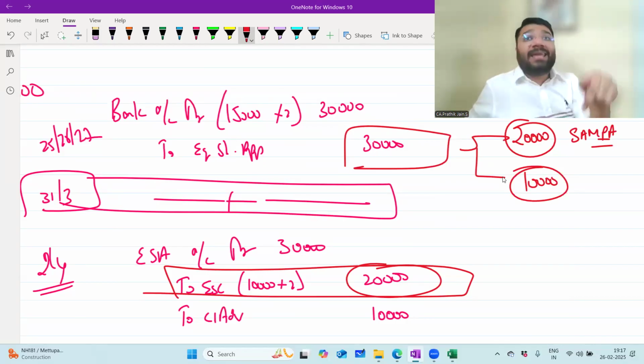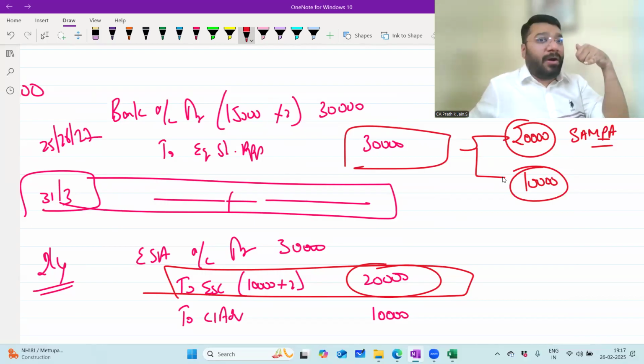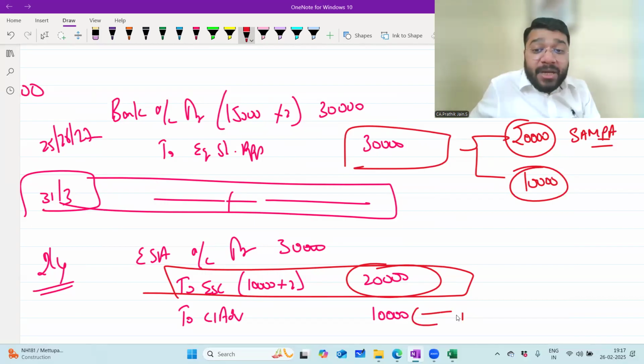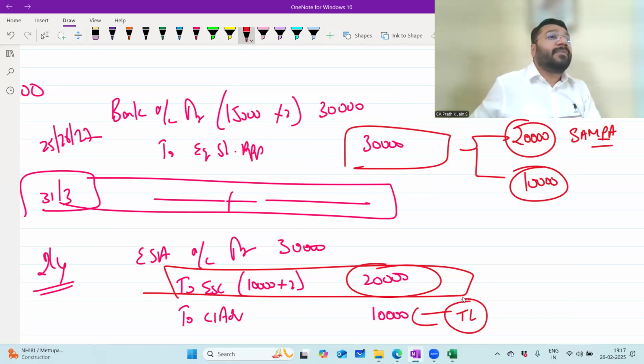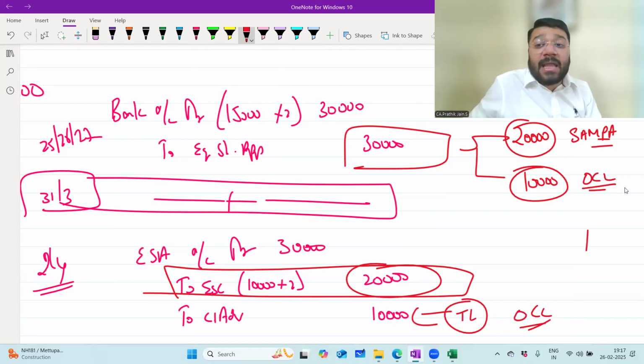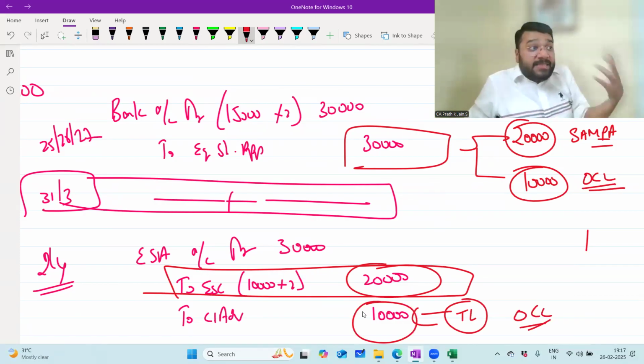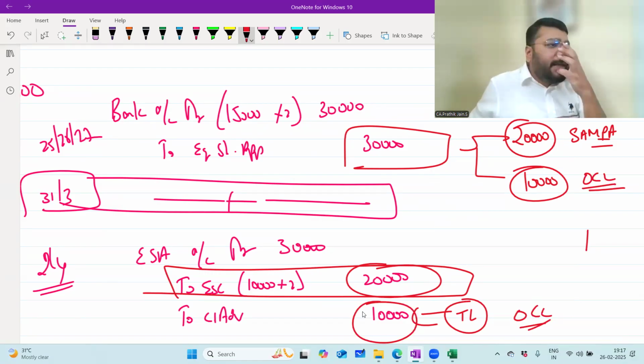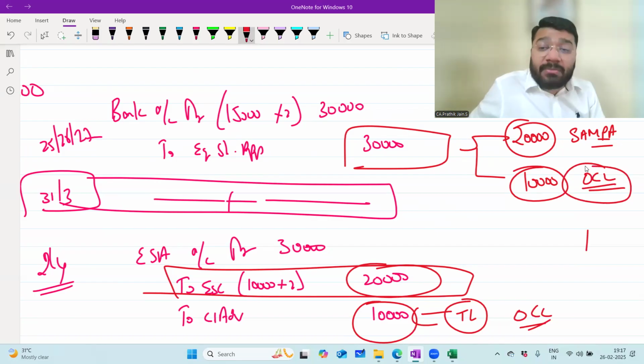So until I make the allotment call, until I make the first call, this is a temporary liability. Hence, it goes to your other current liability. Why is this a temporary liability? If the person who is paying excess money says, give me my money back, you are under obligation to pay the money back. And hence, this is your other current liability.